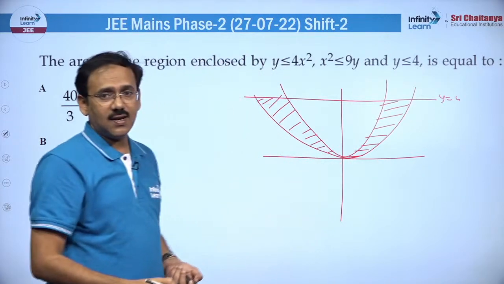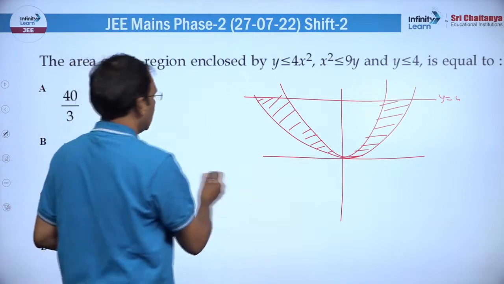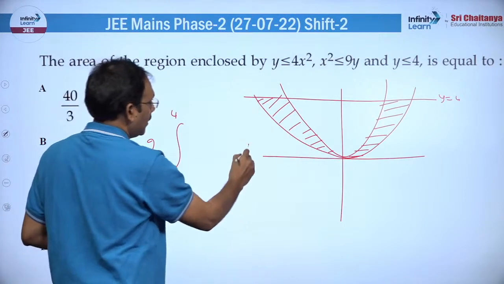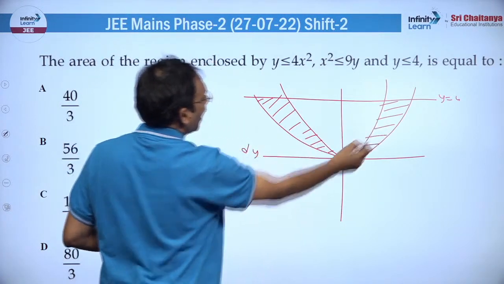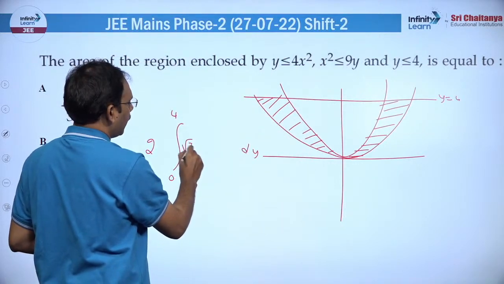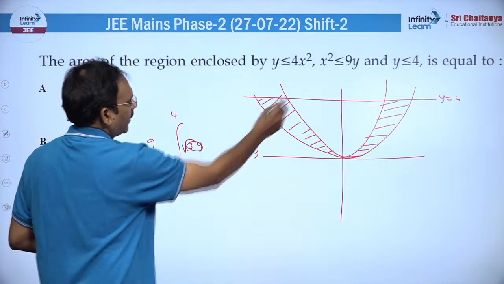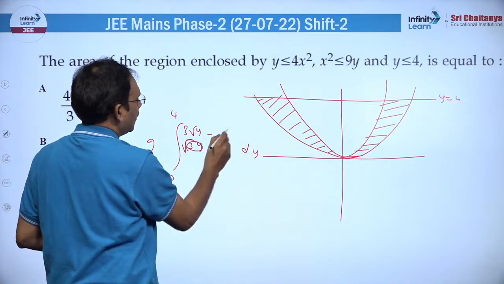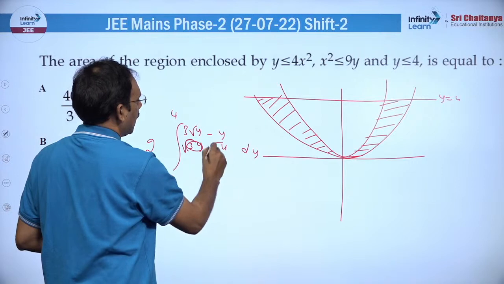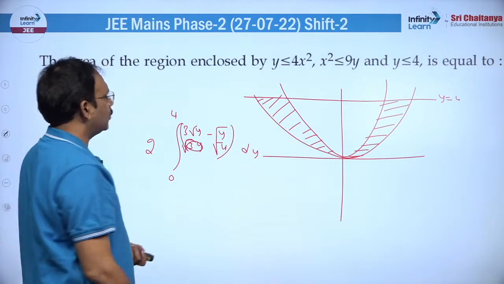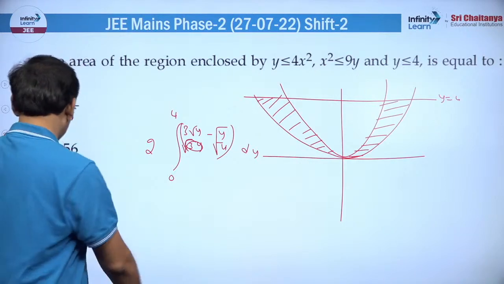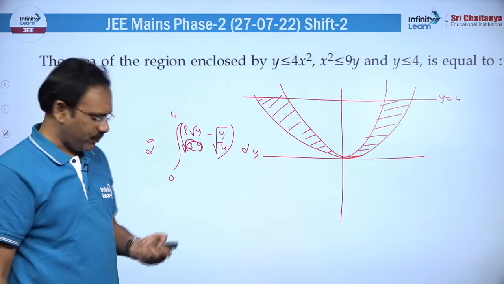So how to find this area? Better you can do this area on the y axis. So 2 times, because both sides are the same by symmetry, integral 0 to 4 dy on the y axis. The upper curve is going to be x is equal to 3 root y, minus this curve, which is root y by 4 under root. You do this integral and you will get the answer to this question. Dear students, you are going to get 80 by 3 as the answer. That's it. This is a simple procedure.